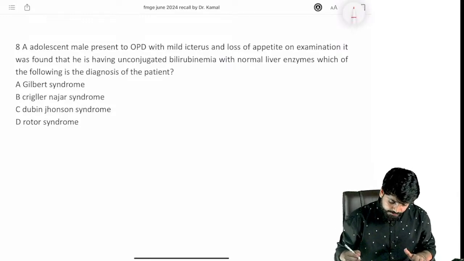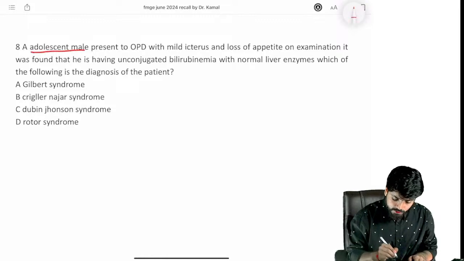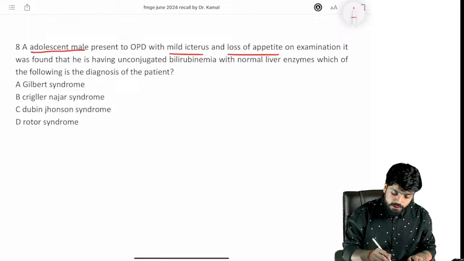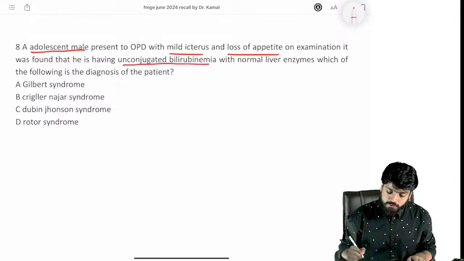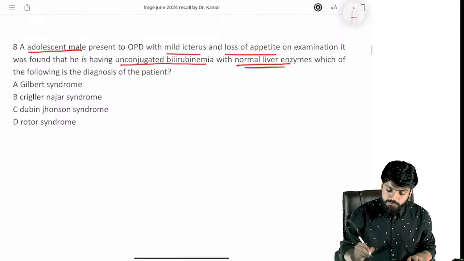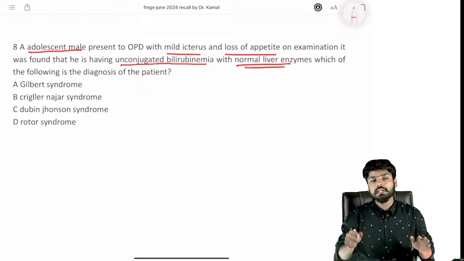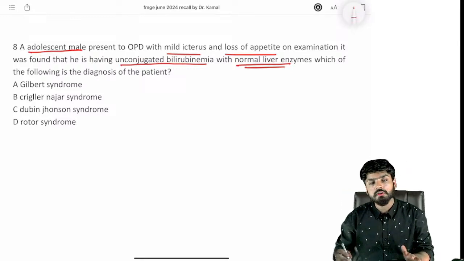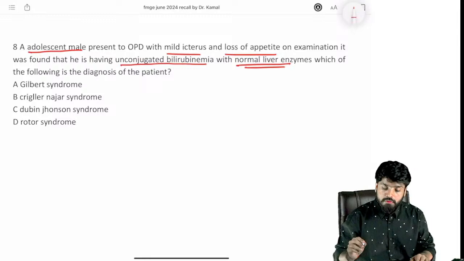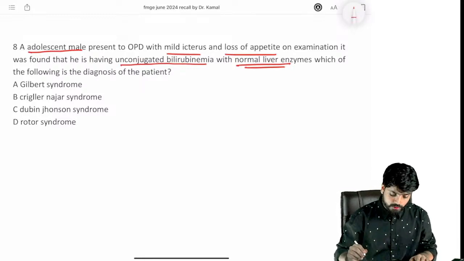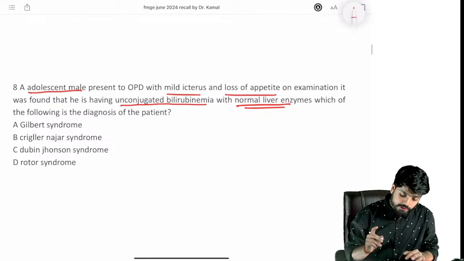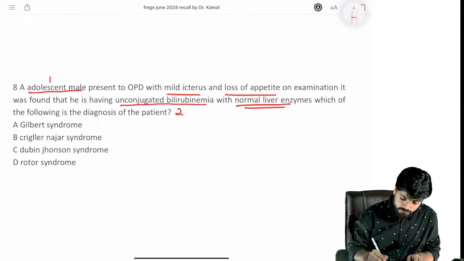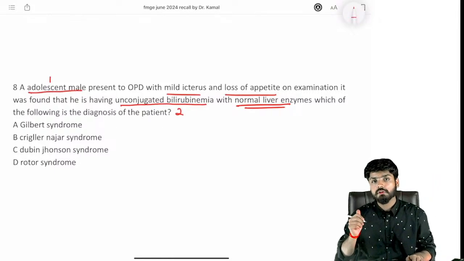Now this question: an adolescent male presents with mild icterus and loss of appetite. It was found that there was unconjugated bilirubinemia with normal liver enzymes. Normal liver enzymes mean there is no insult going on, like hepatitis or alcohol syndrome, so we are relieved of those. Now I'll mention the things I have to pay attention to. These two things are very important for me.